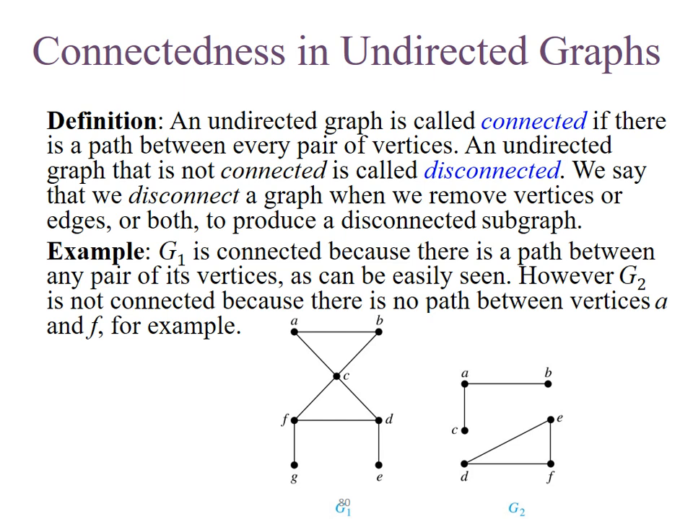So let's see G2, which is a disconnected example. Because you can see for the pair C, D, you cannot discover a path. Therefore, this graph is disconnected.